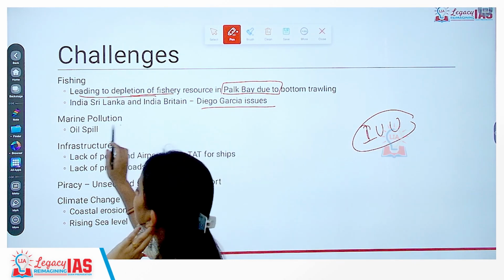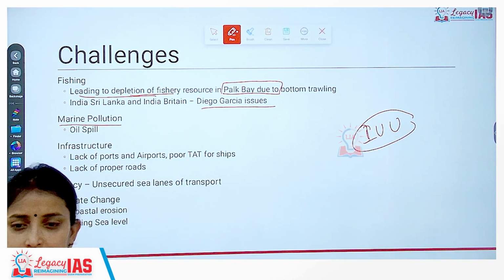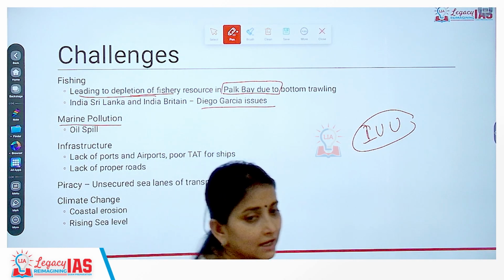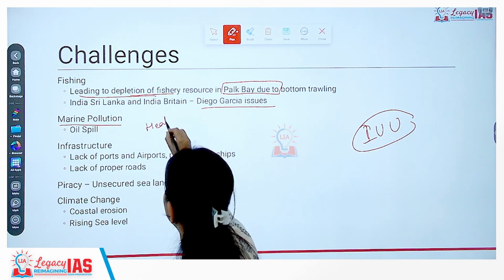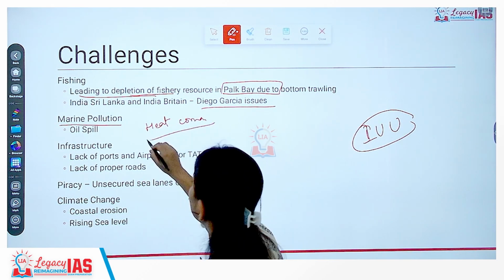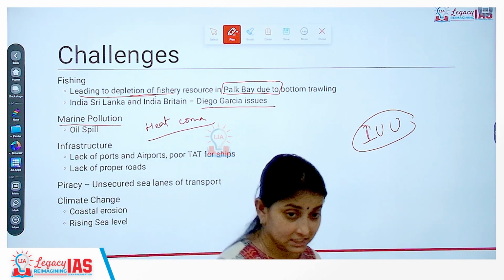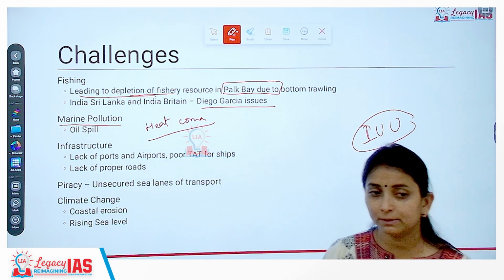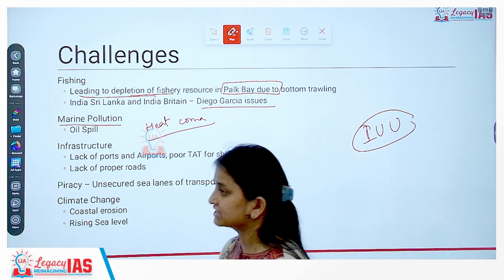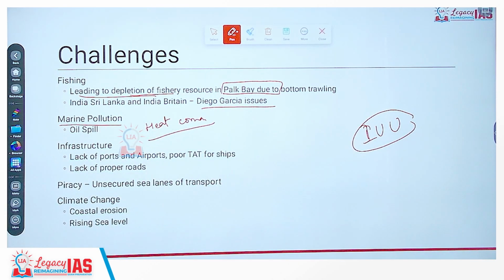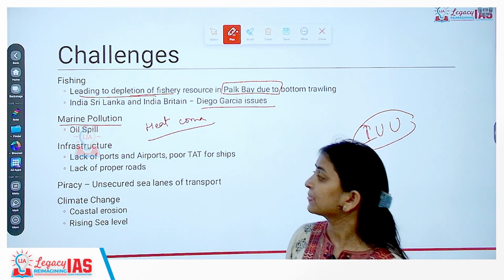Plus marine pollution leading to oil spill, and oil spill affecting tourism, ecosystem, ecology, and leading to many other bad consequences. It is also leading to the death of so many species. So this is another big challenge that we need to be prepared for, or we need to have a contingency plan. For this, we already have an existing body, that is the Indian Coast Guard, which is responsible for cleaning up the oil slick. Okay?